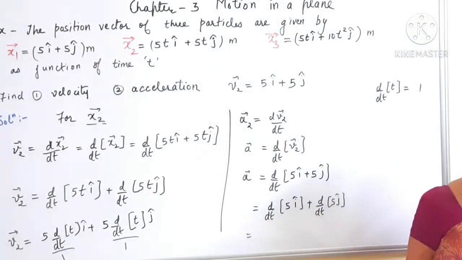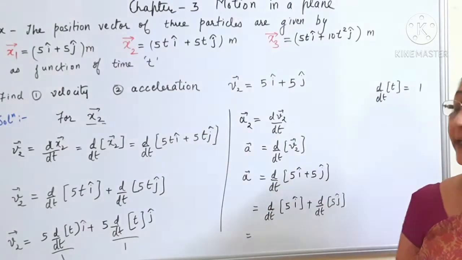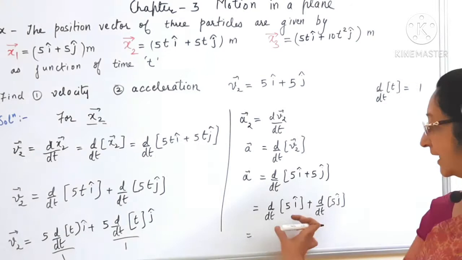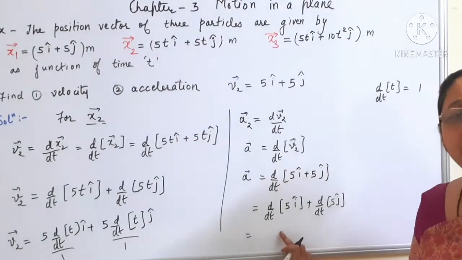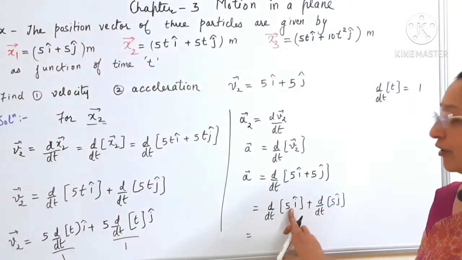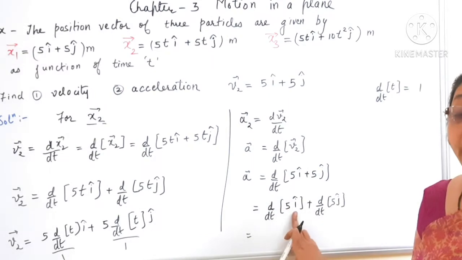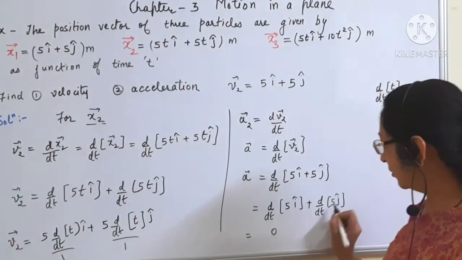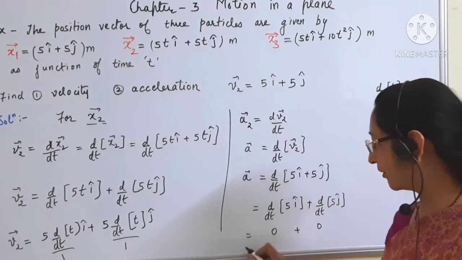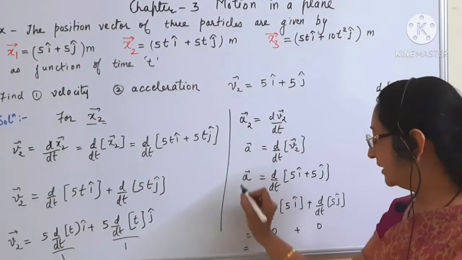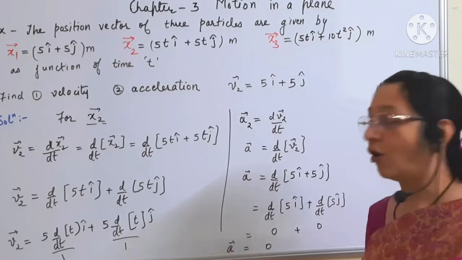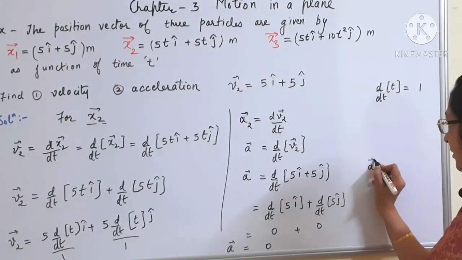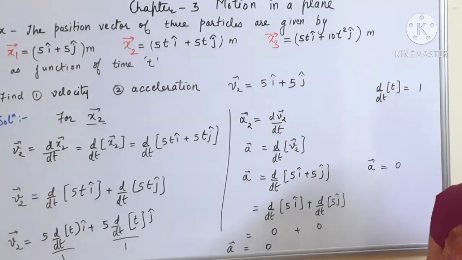आपण आत्ताच फर्स्ट पार्टिकलचं डिफरन्शिएशन, जेव्हा फर्स्ट पार्टिकलची व्हेलॉसिटी फाइंड केली तेव्हा आपण डिस्कस केलेलं आहे की डिफरन्शिएशन ऑफ 5i इज 0, कारण 5 ही कॉन्स्टंट टर्म आहे. i हा युनिट वेक्टर अलॉंग द एक्स डायरेक्शन आहे. सो याचं डिफरन्शिएशन 0 आहे, प्लस याचं पण डिफरन्शिएशन 0 आहे. सो दिस इज इक्वल टू 0. सो द ॲक्सेलरेशन ऑफ द पार्टिकल x2 इज 0. द ॲक्सेलरेशन इज 0, we have found out.